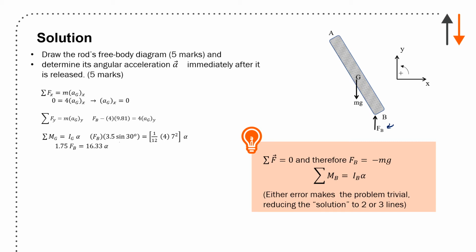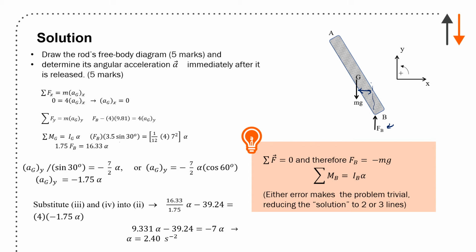its radial distance between G, and on the other side you have 1/12 m l squared, which is an I_G that you're very familiar with at this point. You can calculate all of the accelerations, and you get a_gy is minus 1.7 alpha.